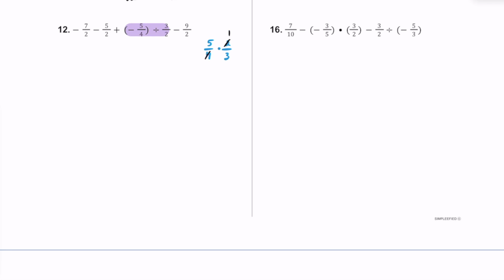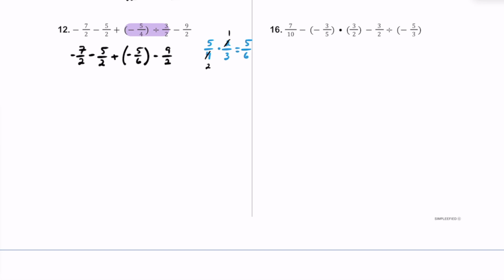This 2 becomes a 1, the 4 becomes a 2 by dividing them both by 2, and then 5 times 1 is 5, and 2 times 3 is going to be 6. All right, so that's the quotient here. So we have -7/2 minus this 5/2, and then we're going to go ahead and add what? We just found out that quotient was going to be 5/6, but it's going to be a -5/6, just because we had a negative divided by a positive, and then we're going to take away 9/2 here.